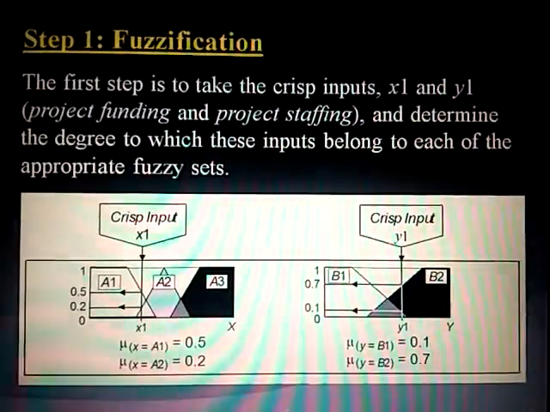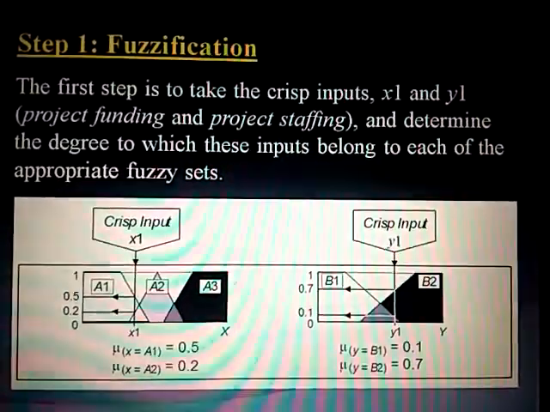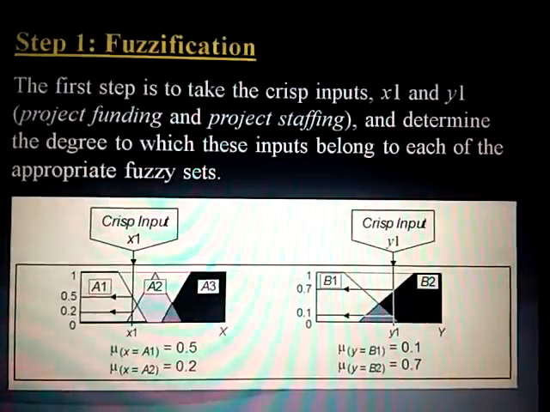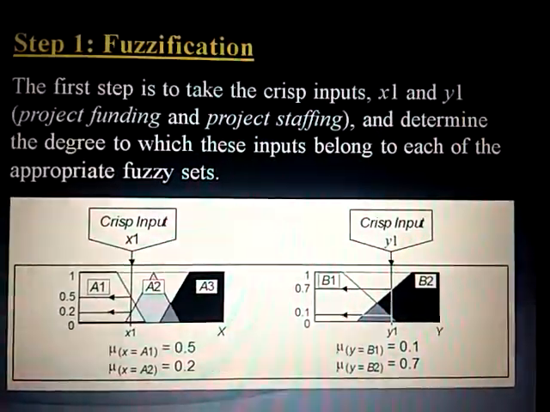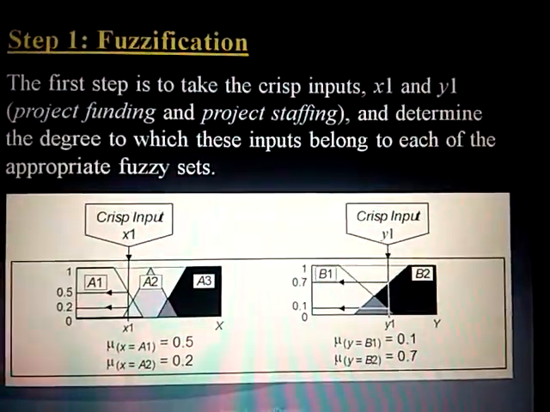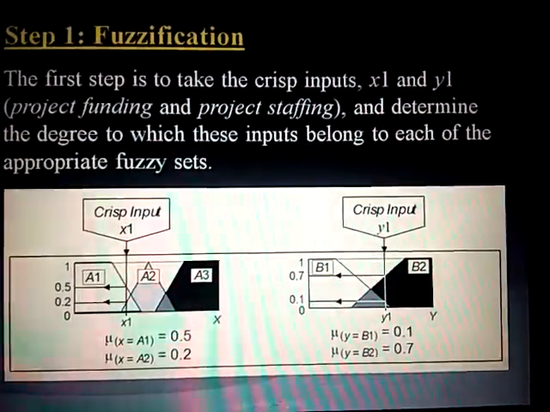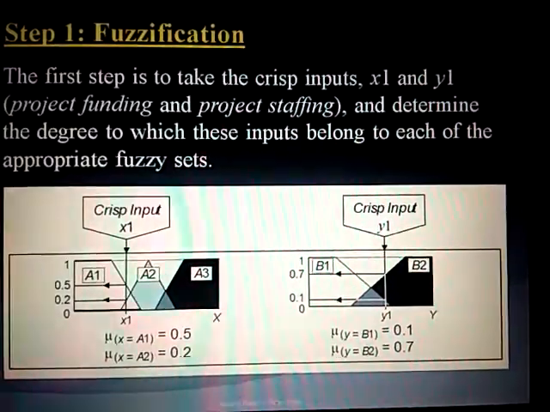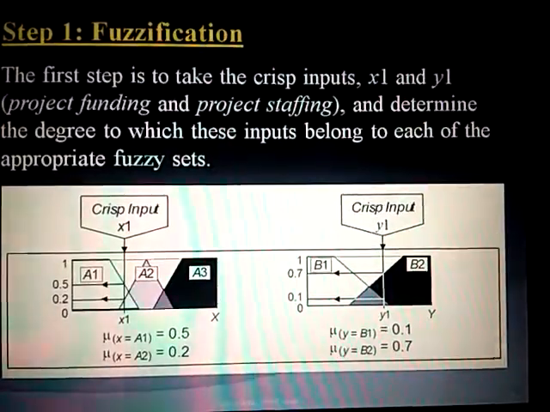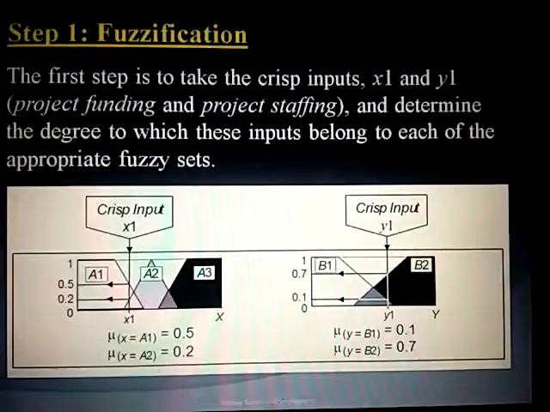Step 1, that is the fuzzification. The first step is to take the crisp inputs x1 and y1, project funding and project staffing, and determine the degree to which these inputs belong to each of the appropriate fuzzy sets. For the crisp input x1, the membership function ranges from 0 to 1 over the value of x, and here we find A1, A2 and A3.